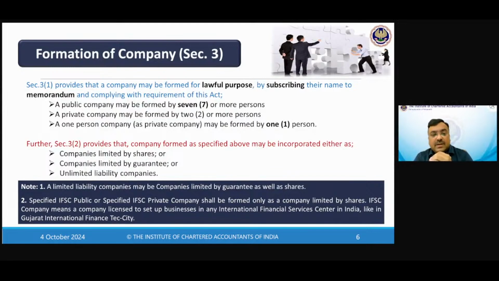Important note, note 1 is a general note. A limited liability company may be a company limited by guarantee as well as by shares. We have discussed that. Second point is specified IFSC companies, public or private company, shall be formed as company limited by shares. It cannot be limited by guarantee. An IFSC company means a company licensed to set up a business in any international financial services centre in India, like Gujarat International Finance Tec-City.